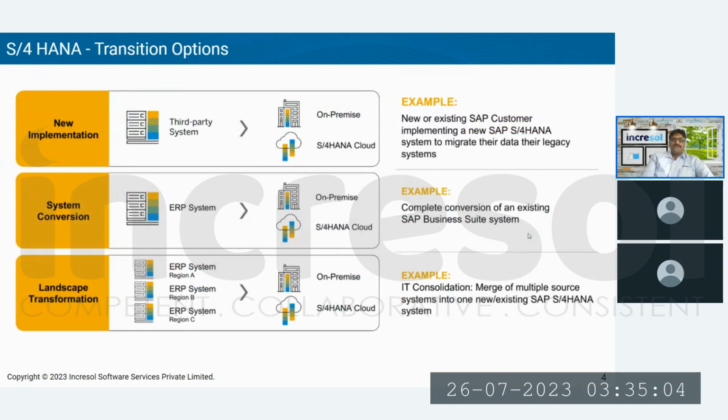So the transition, to start your journey from ECC to S4HANA, there are 3 paths available. Or in fact, 4 paths I can say. One is a new implementation, that's as good as your Greenfield implementation, similar to the one you did for your ECC implementation a few years back or long back.